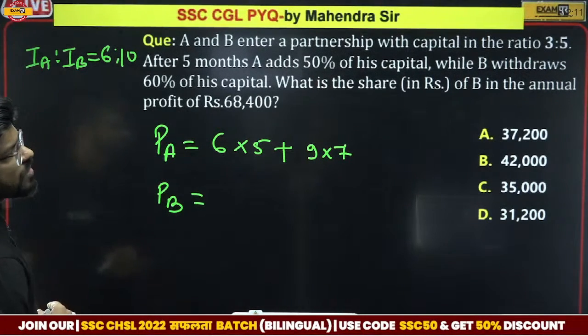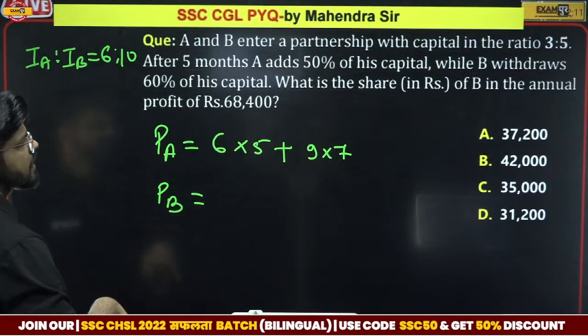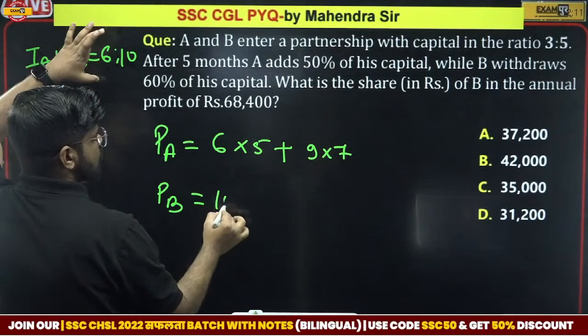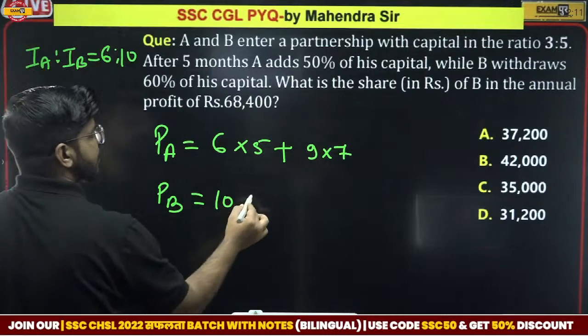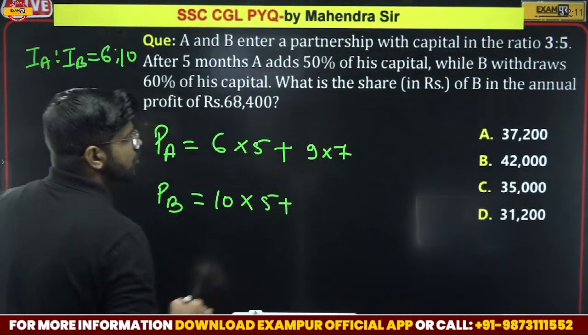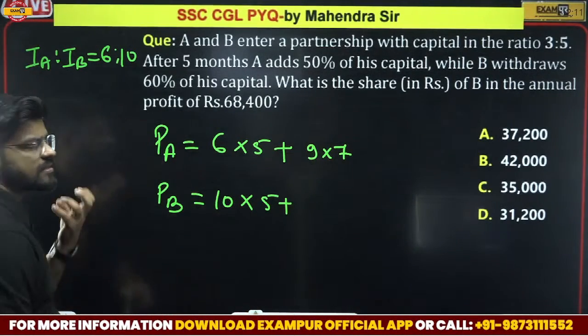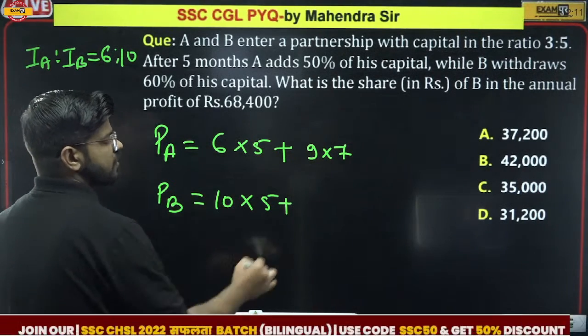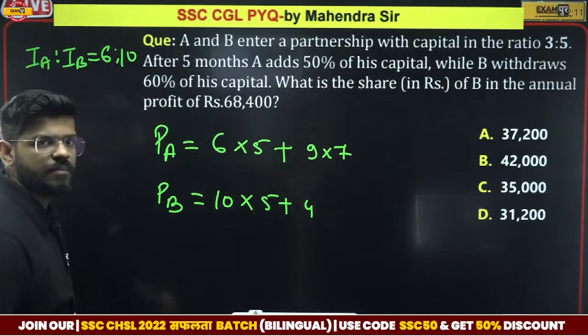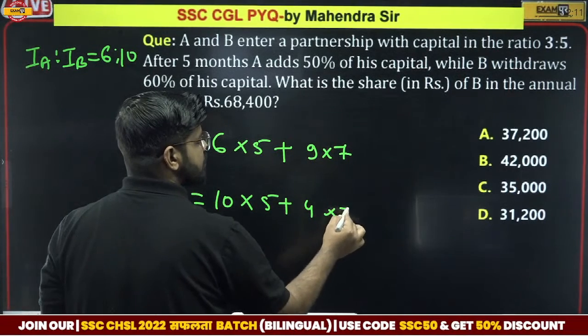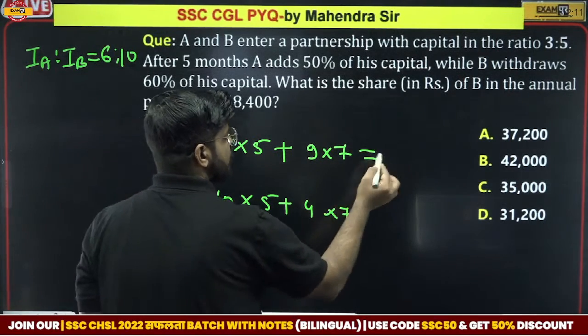Now what is B doing? Well, B withdraws 60% of his capital. B was investing 10 for 5 months. And what is B doing now? He is withdrawing 60%. So withdraw 60% of this, remaining is 4. Remaining is 4 for the remaining time period, that means 7. Now solve both the questions.